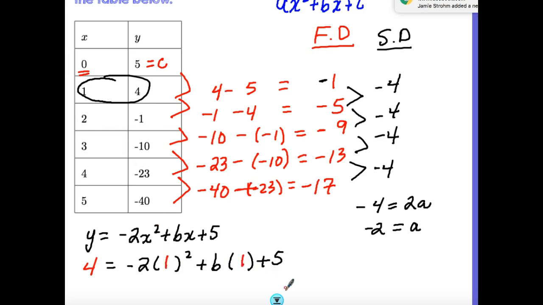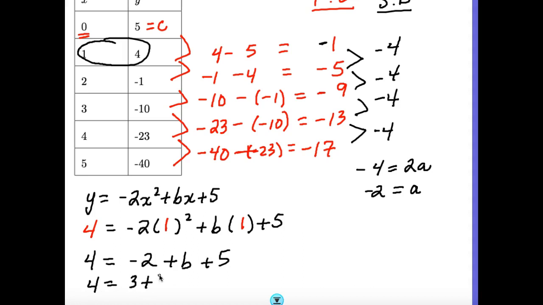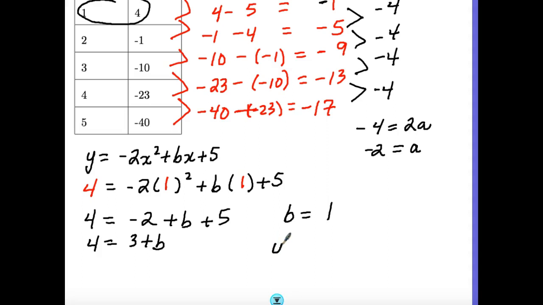So 1, 1. Give us some more space here. And we have 4 equals negative 2 plus b plus 5. So you have 4 equals 3 plus b. Solving for b, by subtracting 3 from both sides, you get b equals 1. So now we can go ahead and write that equation as y equals negative 2x squared plus x plus 5.